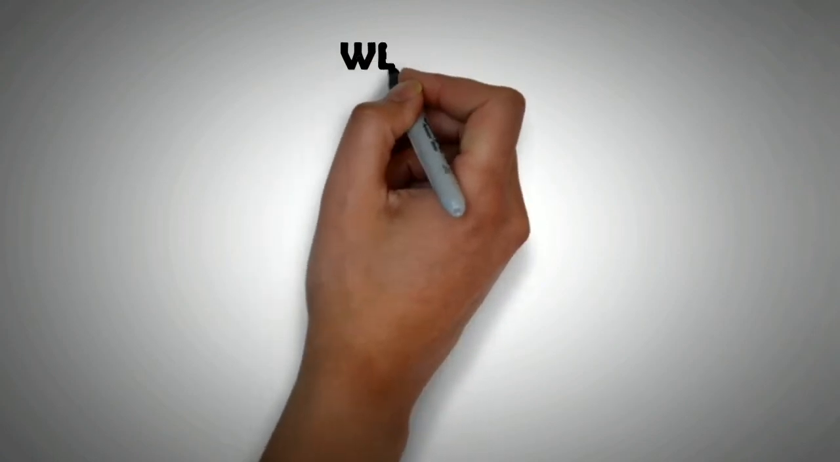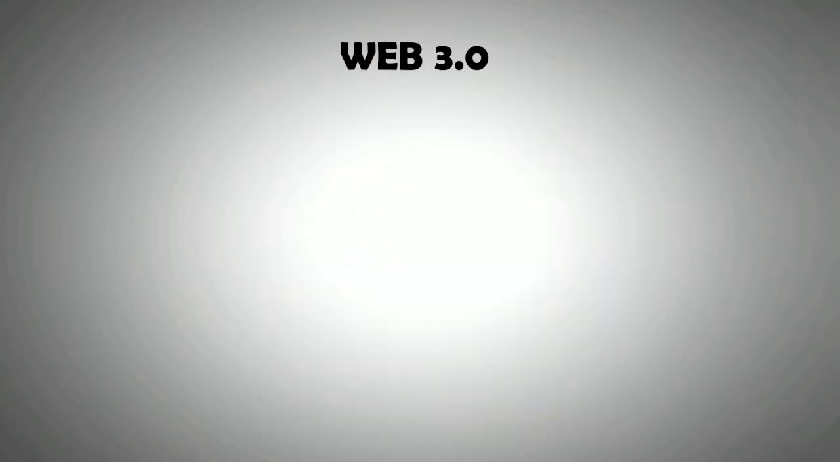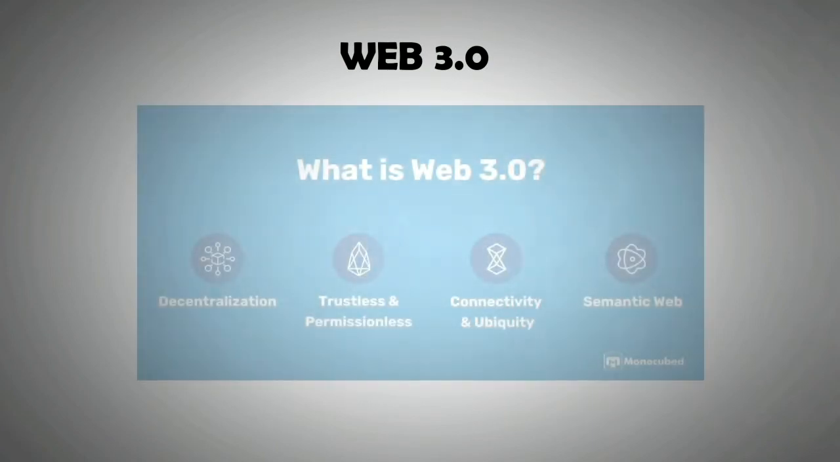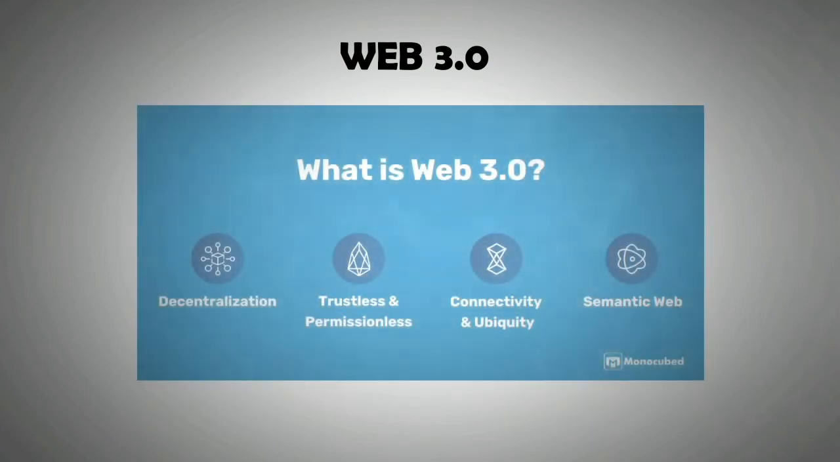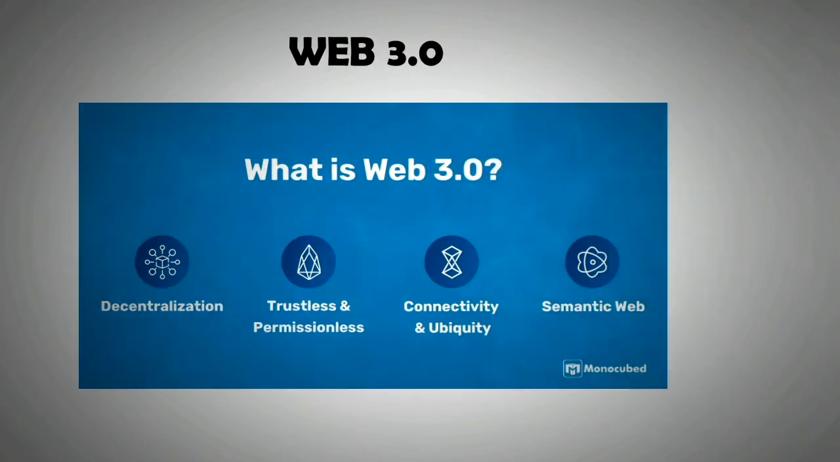So now I'm gonna move towards Web 3.0, which is basically the mixture of various major concepts like decentralization. We already discussed it. Then trustless and permissionless, which refers to open source platform, connectivity and ubiquity. It means virtual connectivity.